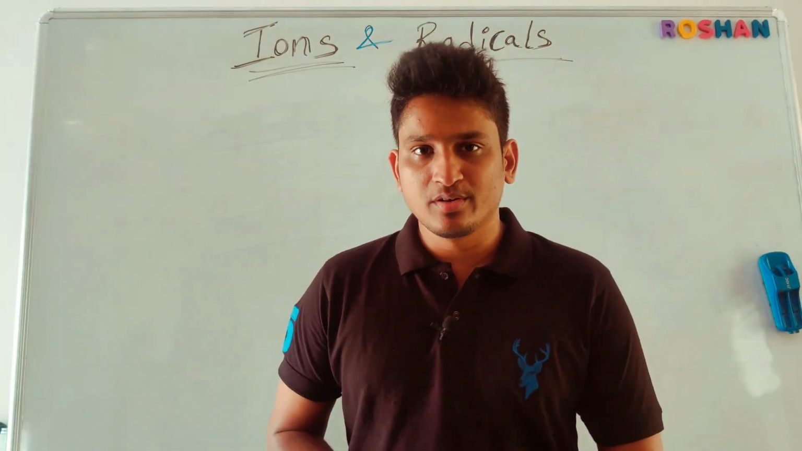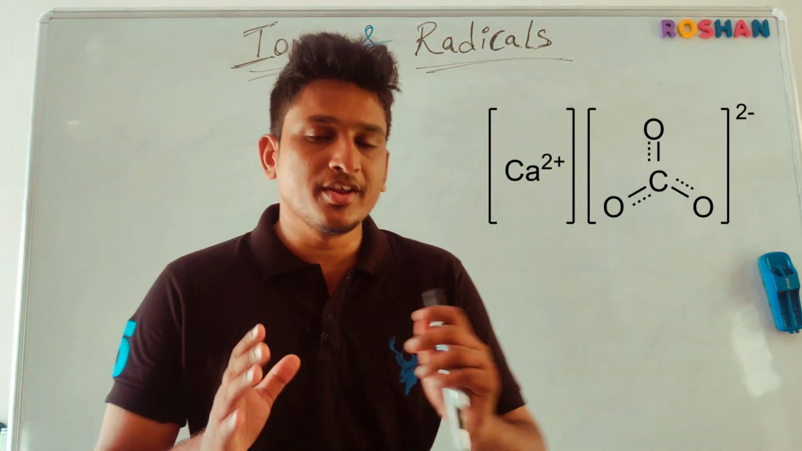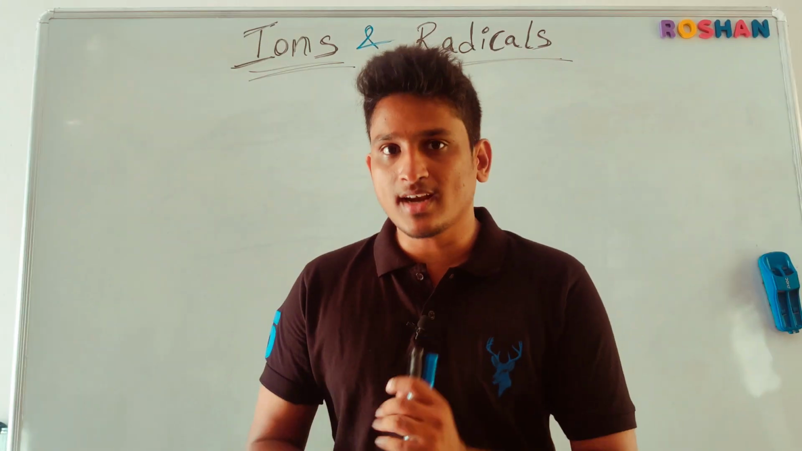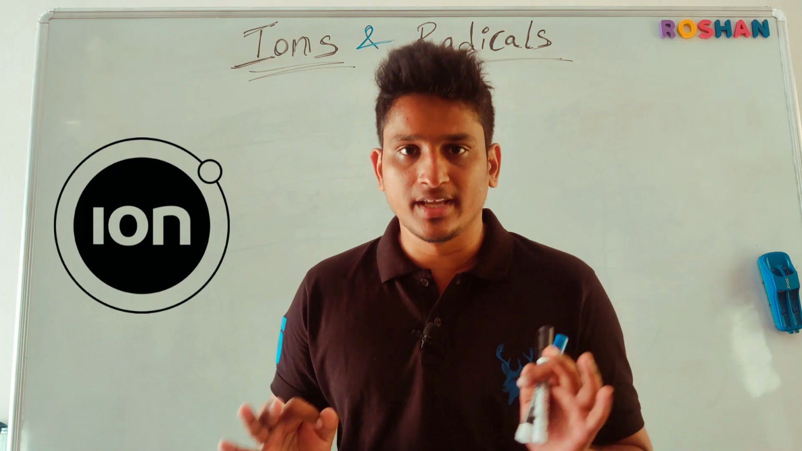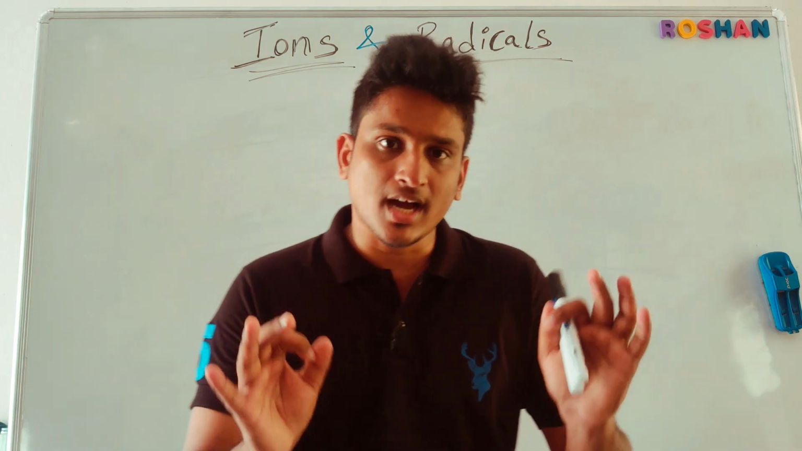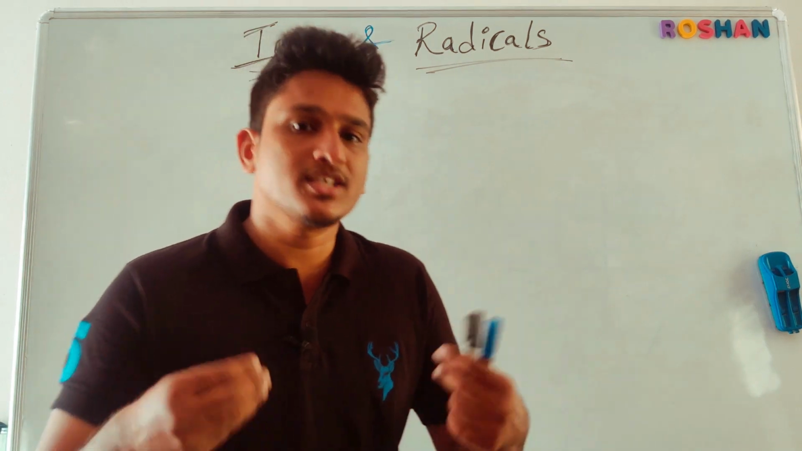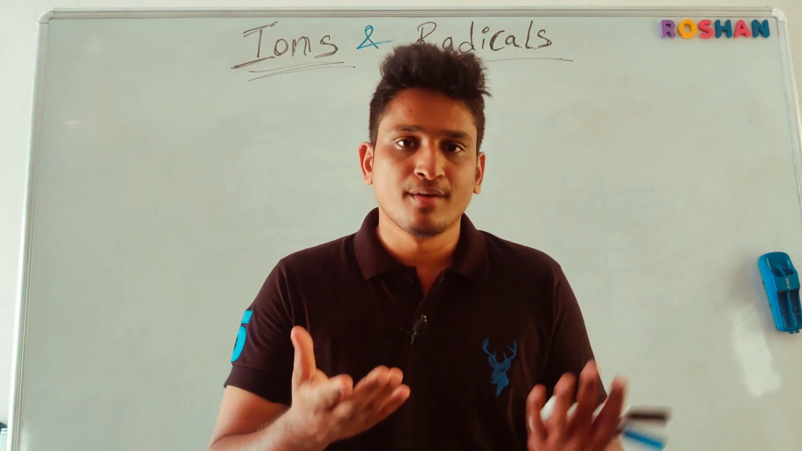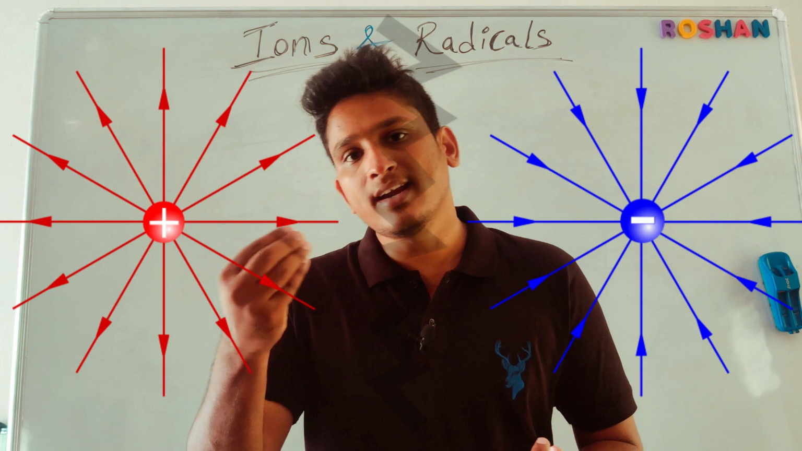Students, in this video we'll discuss the difference between ions and radicals. So what are ions, students? Ions are simply called charged particles. That means they carry a charge. Charge means how many types? It can be a positive charge or a negative charge.